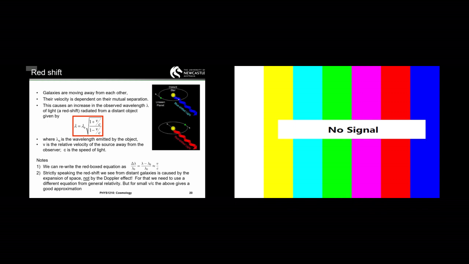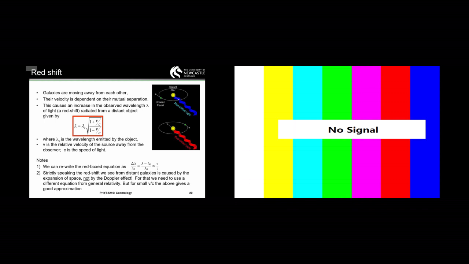So the same effect happens with light. We know that light is a wave. We can think of it as both a wave and a particle, which gets a bit, well, then you've got to wrap your head around all that stuff. But one way to think about light is as a wave. And again, we get the same effect happen with the waves of light as we do with the sound waves from that fire engine.